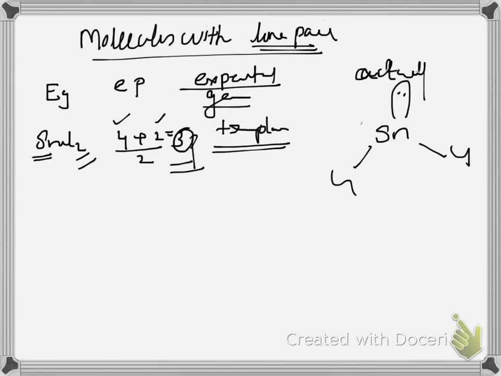Bond pair and bond pair will repel each other. Lone pair and bond pair also repel each other. But in the postulate we have stated that lone pair-bond pair repulsion is much greater than bond pair-bond pair repulsion. So this push from the top to bottom will be higher than the repulsion between these two. Automatically this angle will be slightly less than we are expecting.